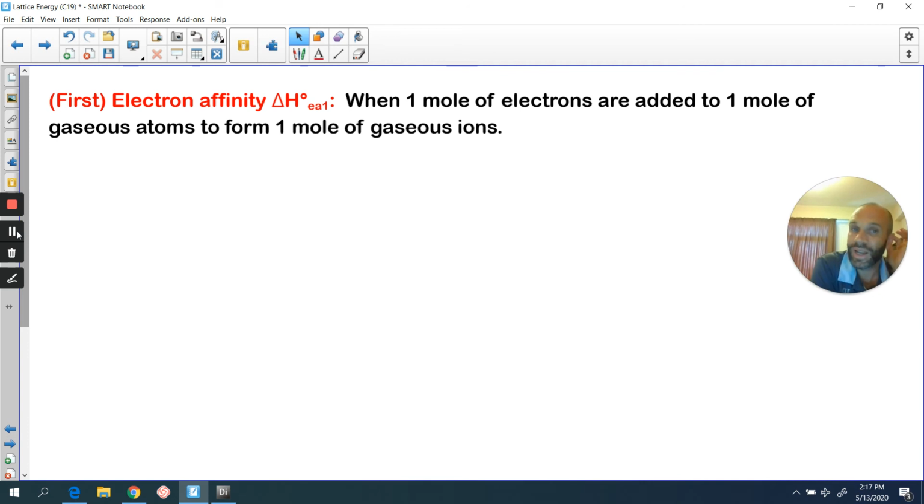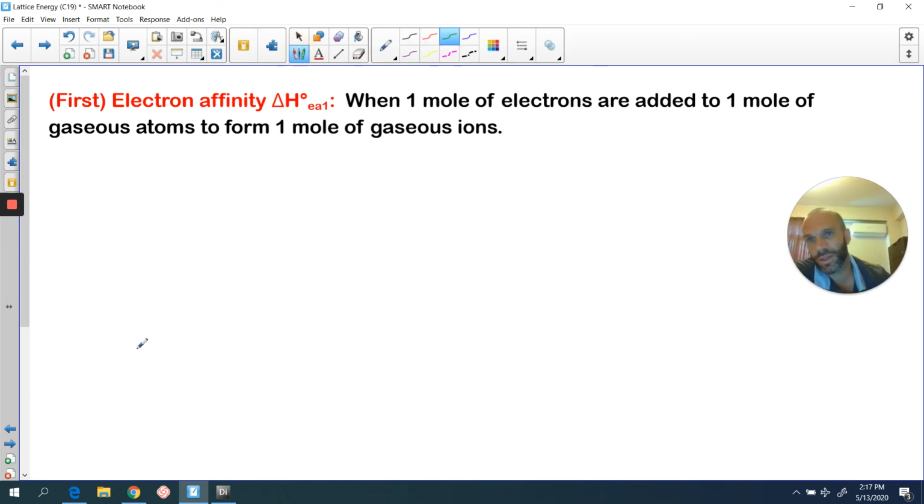So when 1 mole of electrons are added to 1 mole of gaseous atoms to form 1 mole of gaseous ions. Bit of a mouthful, but when you write it down as an equation, it's not too difficult. So let's just take a random element, fluorine. So you're adding 1 mole of electrons to fluorine, and now this would obviously happen when an ionic bond forms.